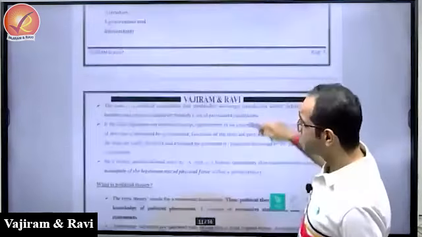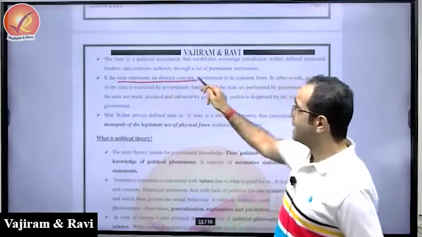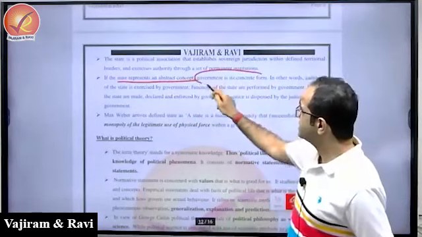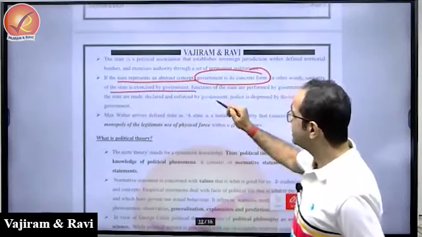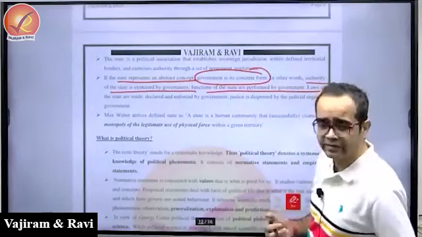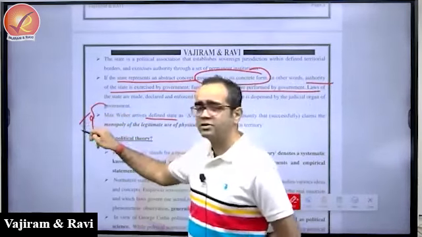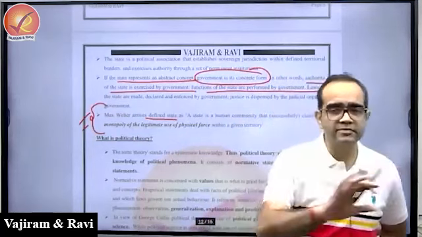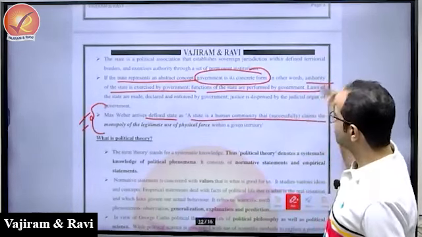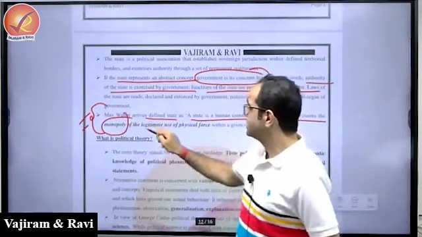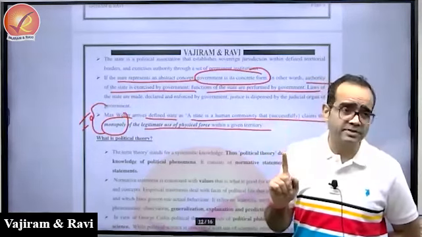And you can see Max Weber, and you can see this before that. If the state represents an abstract concept, government is its concrete form. The authority of the state is exercised by the government. The functions of the state are performed by the government. And Max Weber defined the state. If anybody asks you what is the definition of the state, simply give Max Weber's definition. Max Weber says, a state is a human community that successfully claims the monopoly of the legitimate use of physical force within a given territory. That is Max Weber's definition.